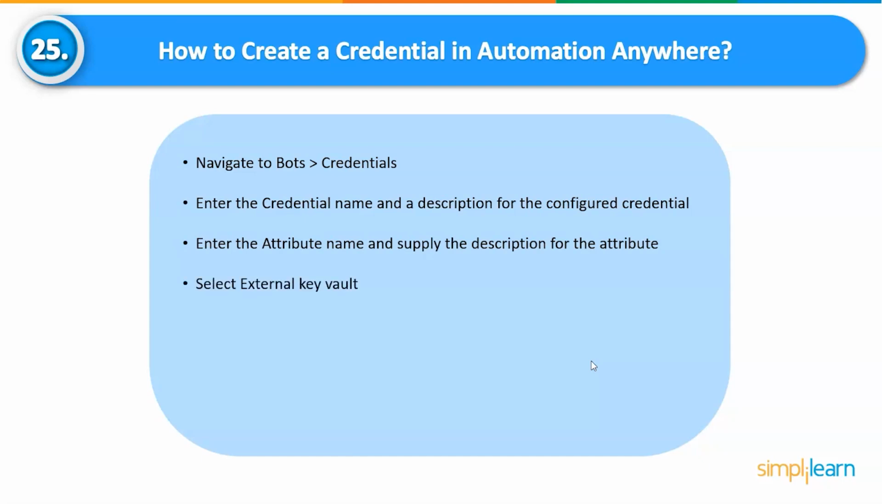Then select the external key vault. Then select Input, Standard or User Provided. Set the security and click Create Credential. Let's go to the Automation Anywhere and create a credential.